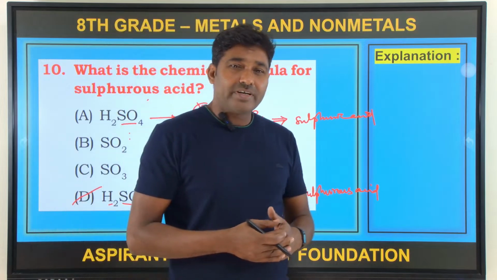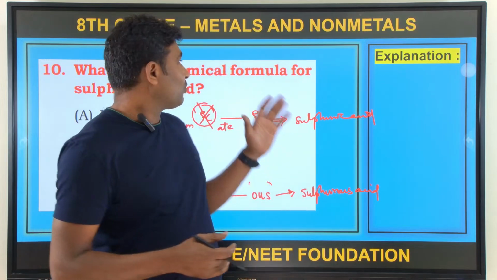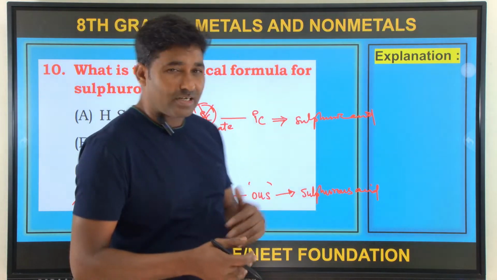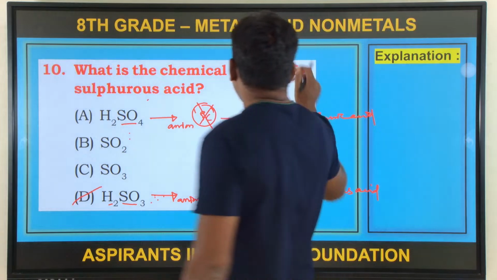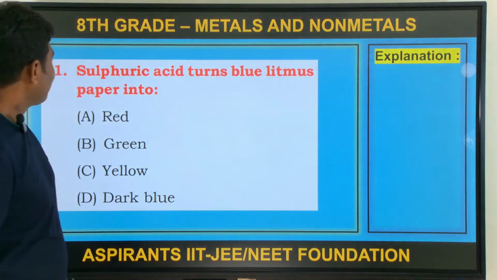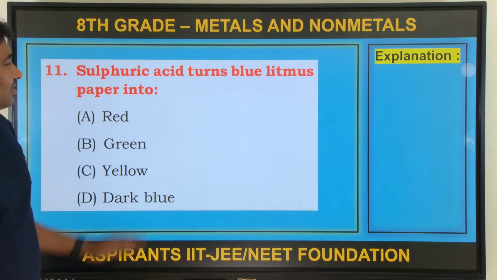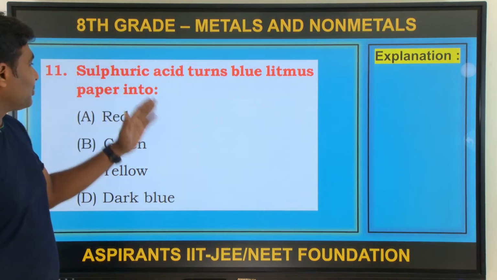In the last video, we discussed 10 questions from our worksheet on metals and non-metals. Now we are going to continue from the 11th question onwards. Okay, 11th question: sulfuric acid turns blue litmus paper into.